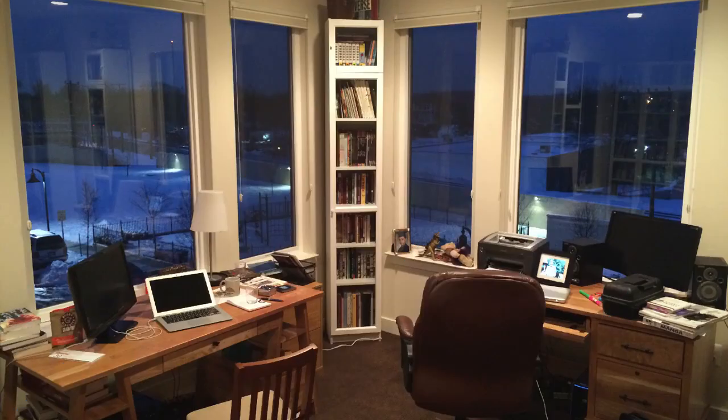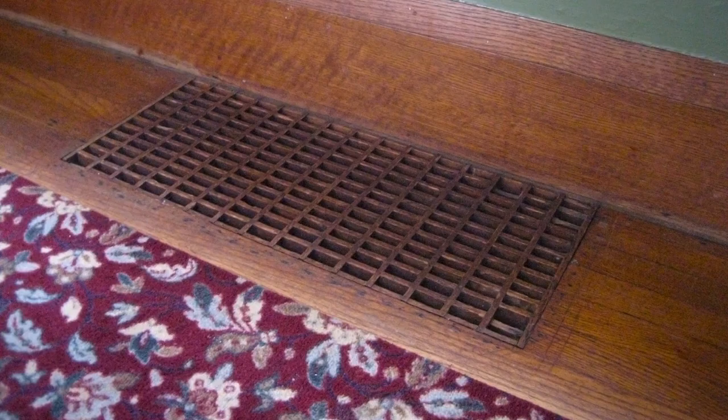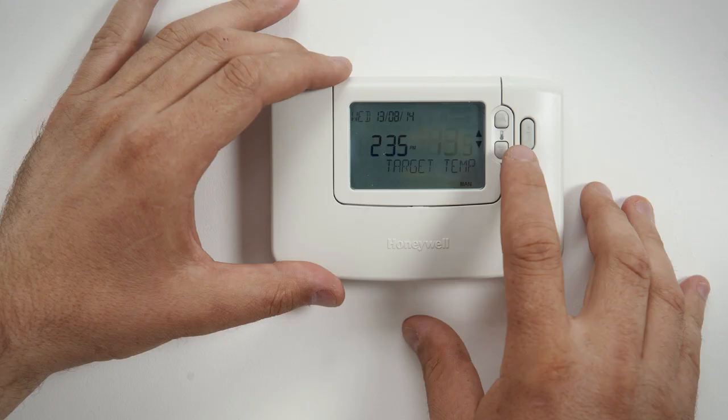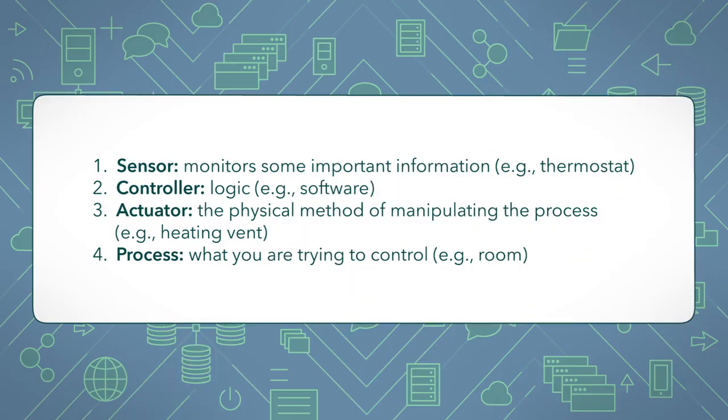Imagine that you have a simple real-world process to control, a room. In this room, you have a heating vent and a thermostat. Your goal is to provide a comfortable room temperature. A feedback loop has four basic components: a sensor, a controller, an actuator, and the process itself. In this case, the sensor is the thermostat, and the controller is the software. The actuator provides a physical means to manipulate the process. This may also be called an effector. The process is the room itself.